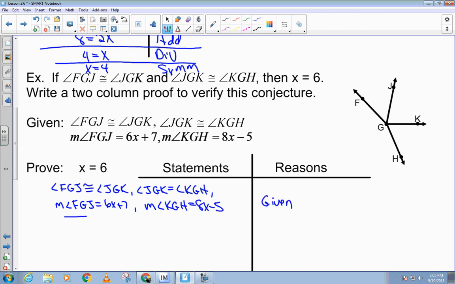Okay, so I wrote my given down. Now let's talk about what the given says. You always want to read the given and go and mark your picture of it if you can. Okay, so it says FGJ, which is this angle right here, is congruent to JGK. Then it says that JGK is congruent to KGH. What might we get from that? They're all congruent to each other. So could I connect this angle right here with this one and say FGJ is congruent to KGH? Yes. And what property allows me to do that?